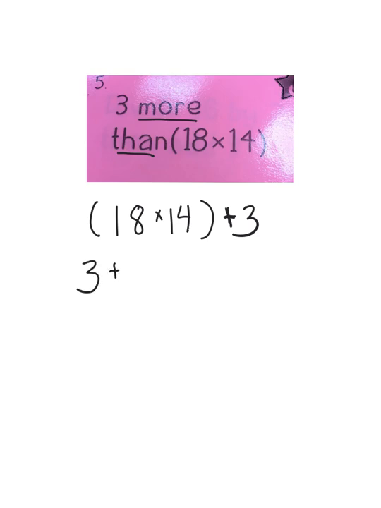3 more than 18 times 14. Since the parentheses are already included in the expression, we know we need to include them in our numerical expression. And then we're just going to add 3. 3 more than 18 times 14 tells me that we need addition here. Now, since we have parentheses, it would be correct to write it either the way I did up here, or you could also do 3 plus open parentheses, 18 times 14. You could do it either way and they would both be correct.